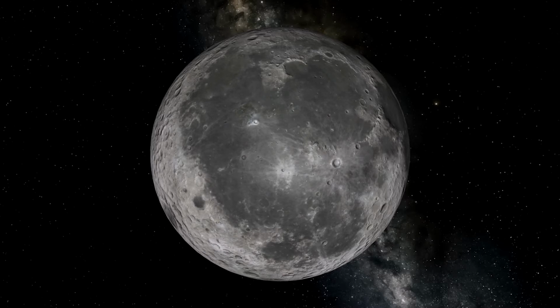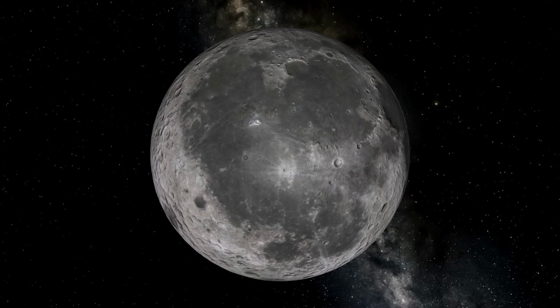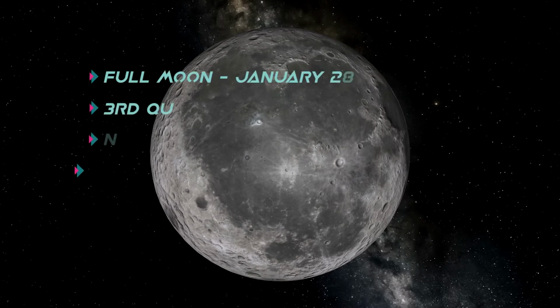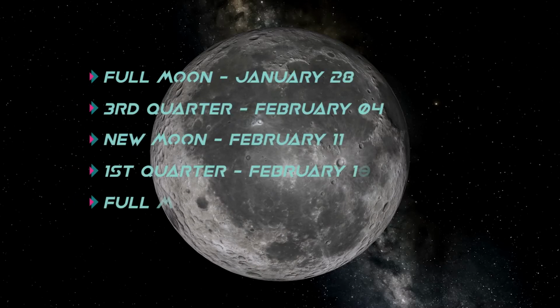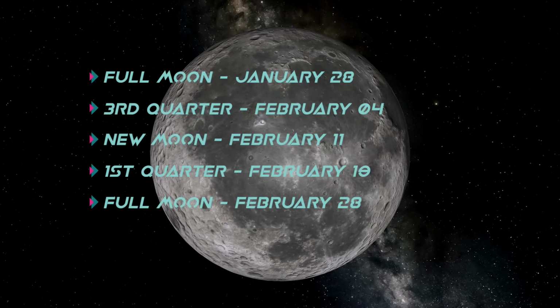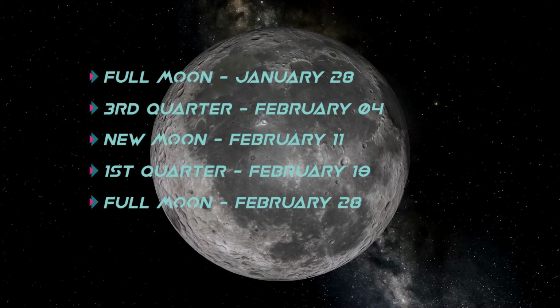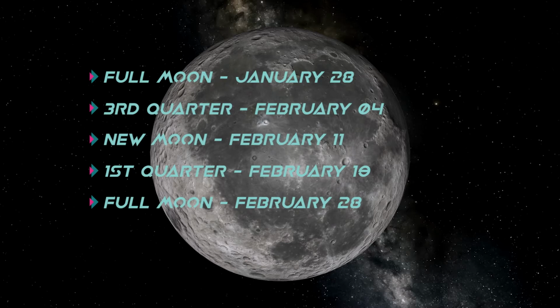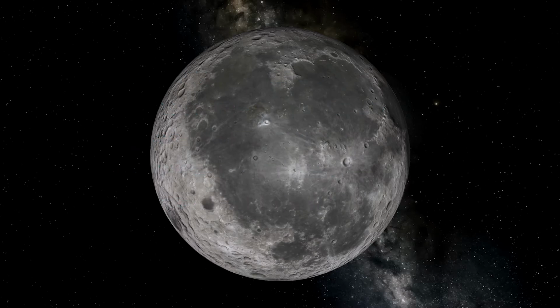The moon phases, going back slightly into January, will be occurring on these evenings. Full moon, January 28th. February 4th, you're going to get the third quarter moon. New moon on February 11th. First quarter moon on the 19th of February. And full moon, once again, on the 28th. This time, 28th of February.